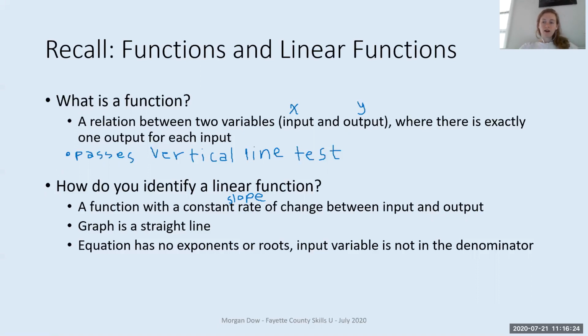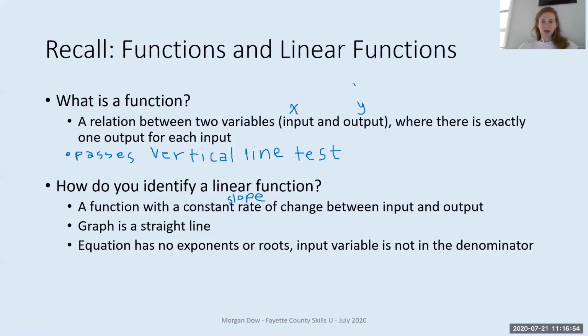If we're looking at the graph, again, like I just said, the graph is going to be a straight line. And if we're looking at the equation, we know it's going to be a linear function if it has no exponents or roots on the input variable, and the input variable is not in the denominator. So it's a nice plain set of variables: you've got your y or your f of x, and you've got your x.